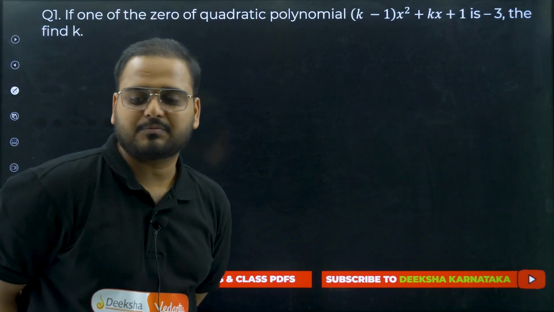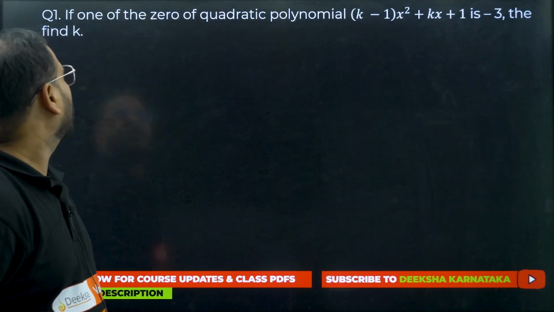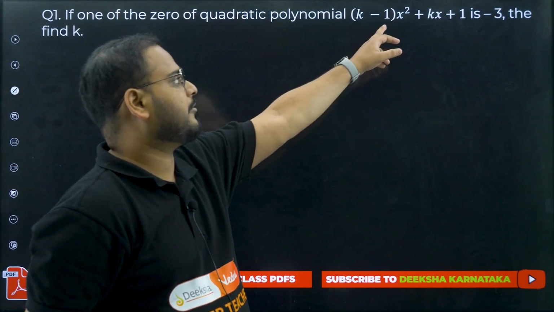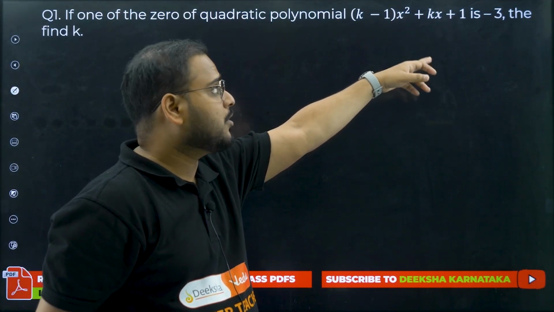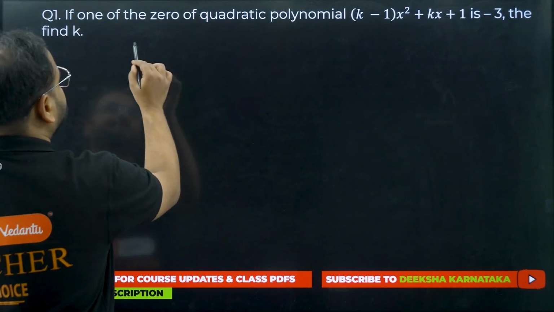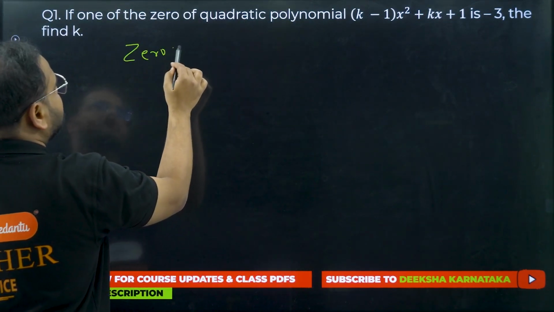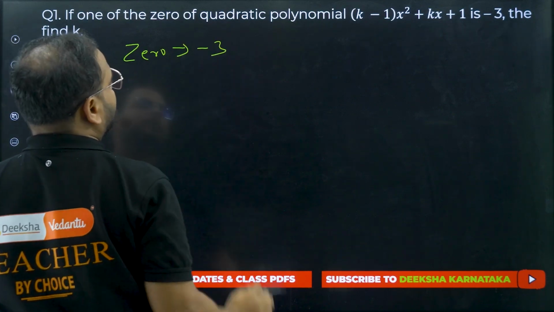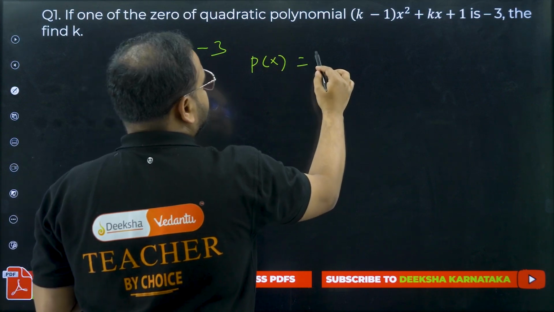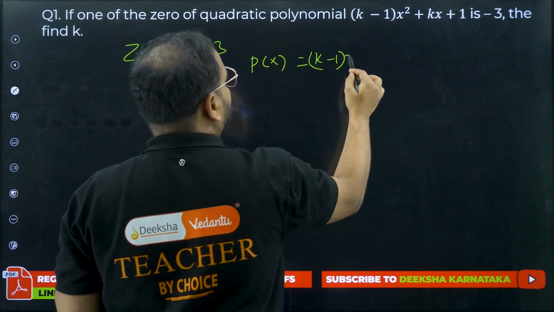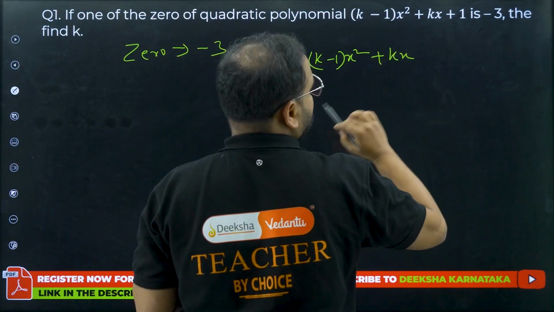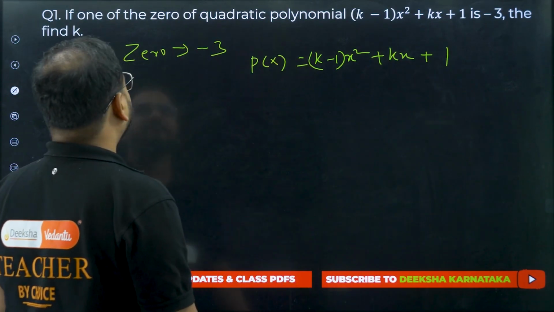My first problem, sir. Please read the question. If one of the zeros of a quadratic polynomial (k minus 1)x square plus kx plus 1 is minus 3. They have given the polynomial quadratic, because the degree is 2. They have given the zero to be equal to minus 3. If I take this polynomial to be p(x) equals (k minus 1)x square plus kx plus 1, then find the value of k.